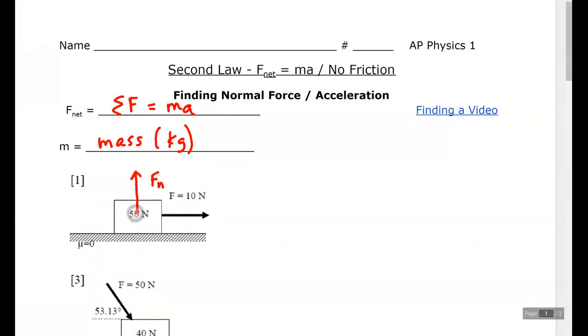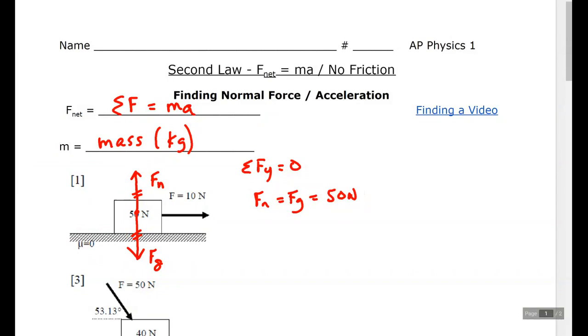Fn, and there's also the weight force. Because the sum of the forces in the y direction equals zero, the weight force and the normal force must be equal. There's the weight force, there's the normal force. If you want to find the normal force, the up forces on the box, the normal force, equal the down forces on the box, and I've just found the normal force. It's 50 newtons. And that's pretty simple.